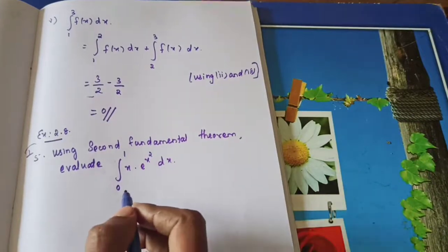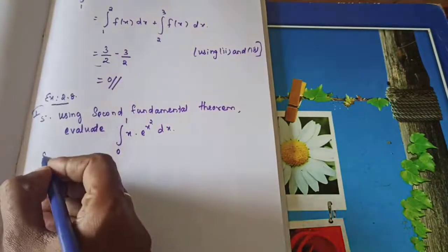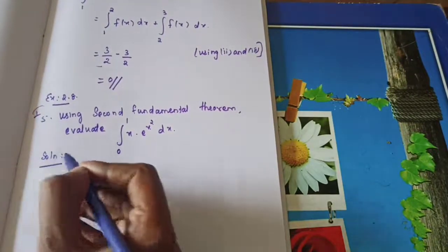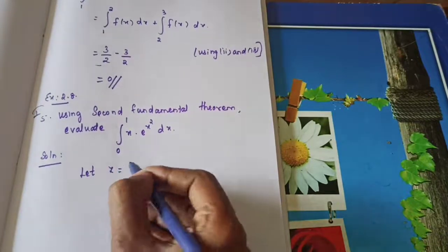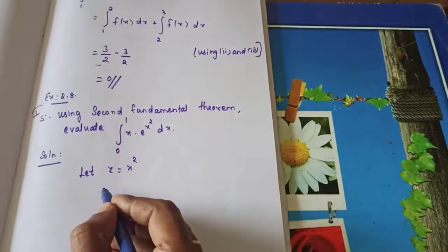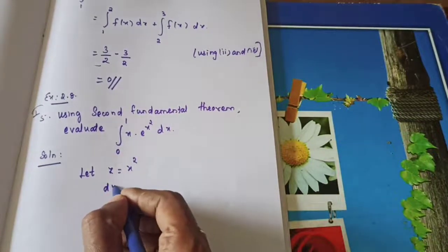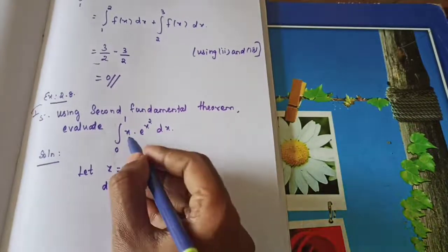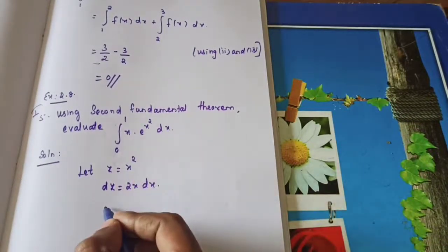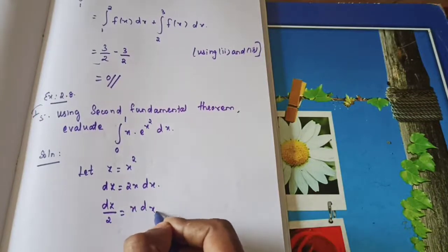Okay. So how will we do? We will do it by the substitution method. So, solution. Let z be equal to x square. So what will happen? 2x dx you will get, so x dx you can substitute. So dz is equal to 2x dx. From this we need the value of x dx. So dz by 2 is equal to x dx.